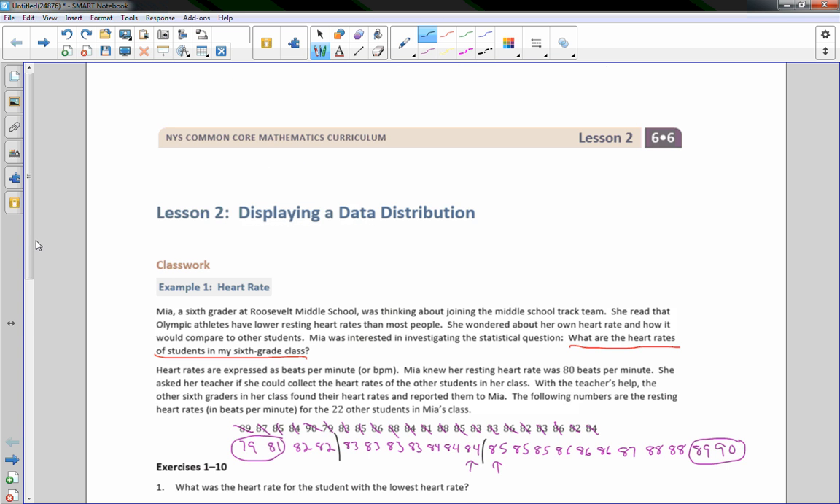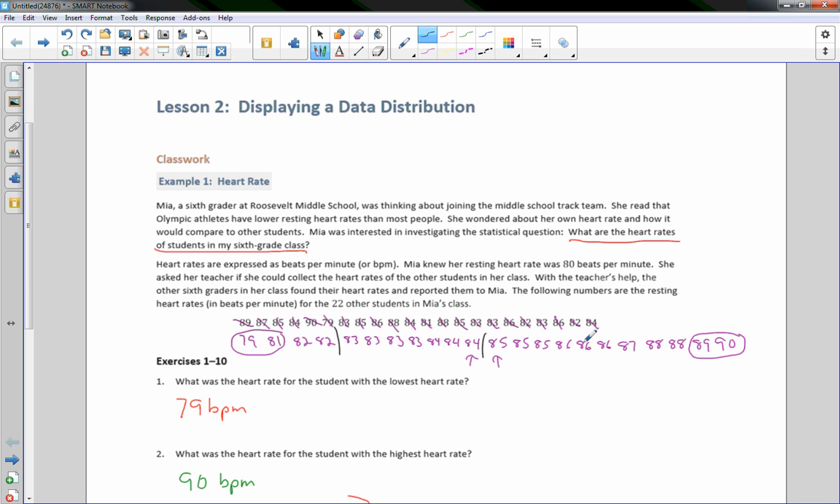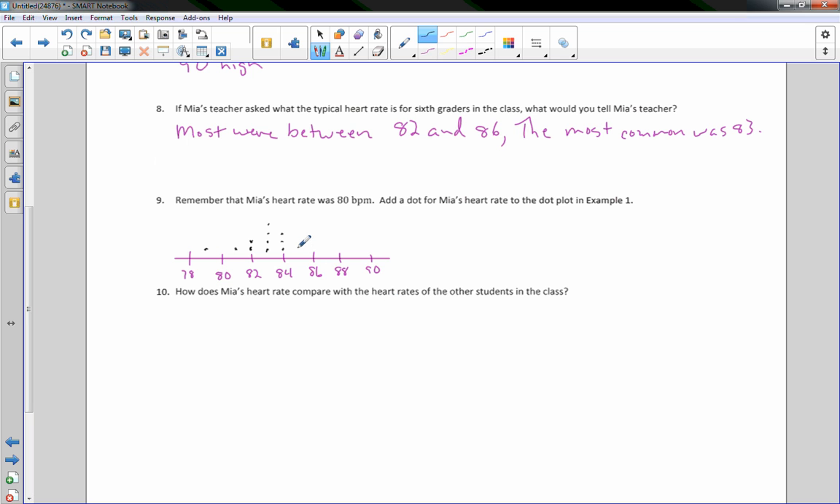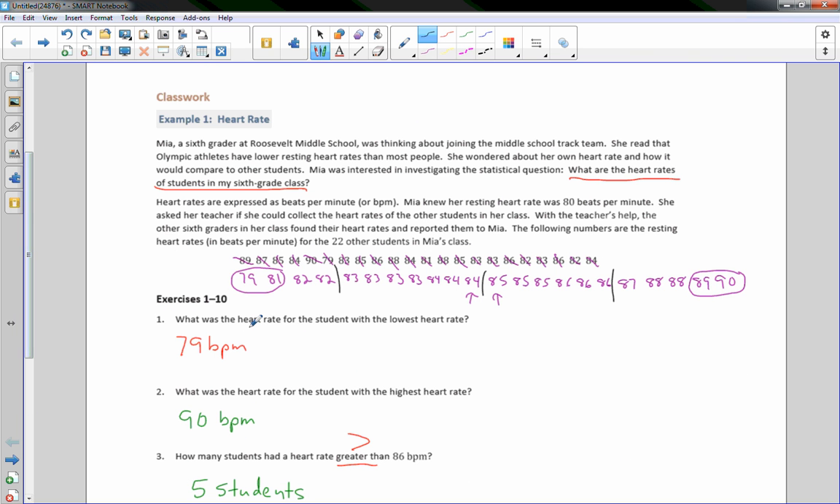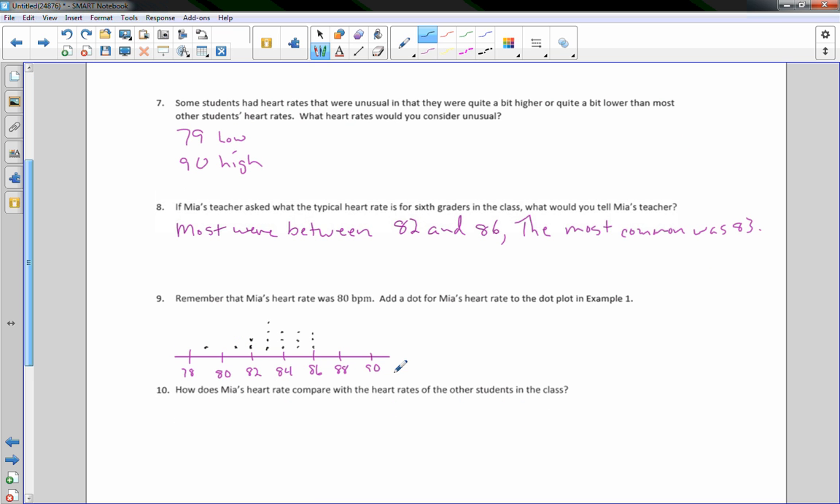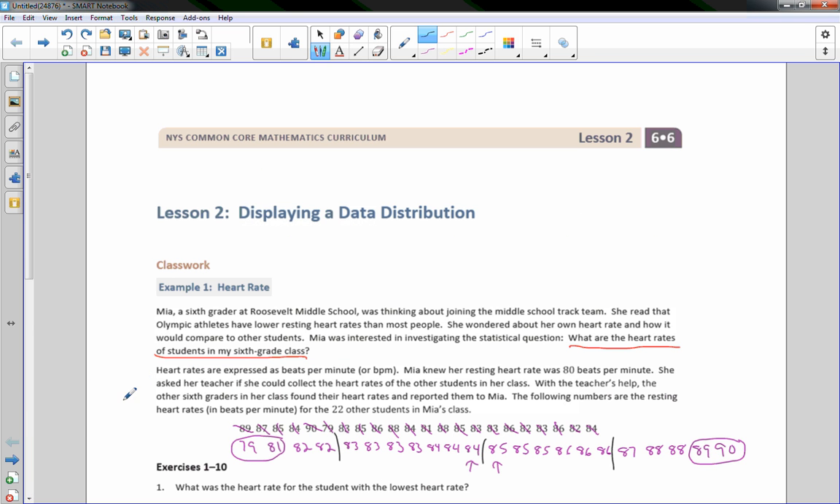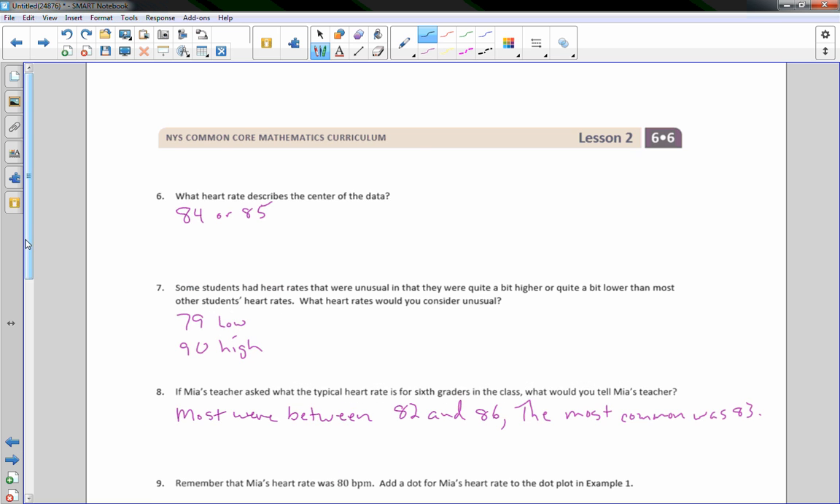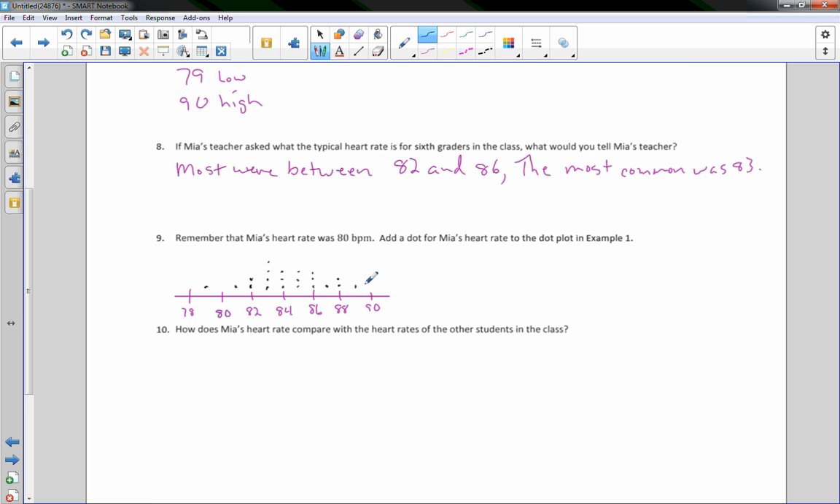And then when I go back, 85 there were 3, 86 there were 3. So 85 I'll put 1, 2, 3. 86 I'll put 1, 2, 3. All right. 87, 2 88s. Okay. 87, 88 occurred twice. 89 and 90. So 1 here and 1 here. So there's our dot plot.